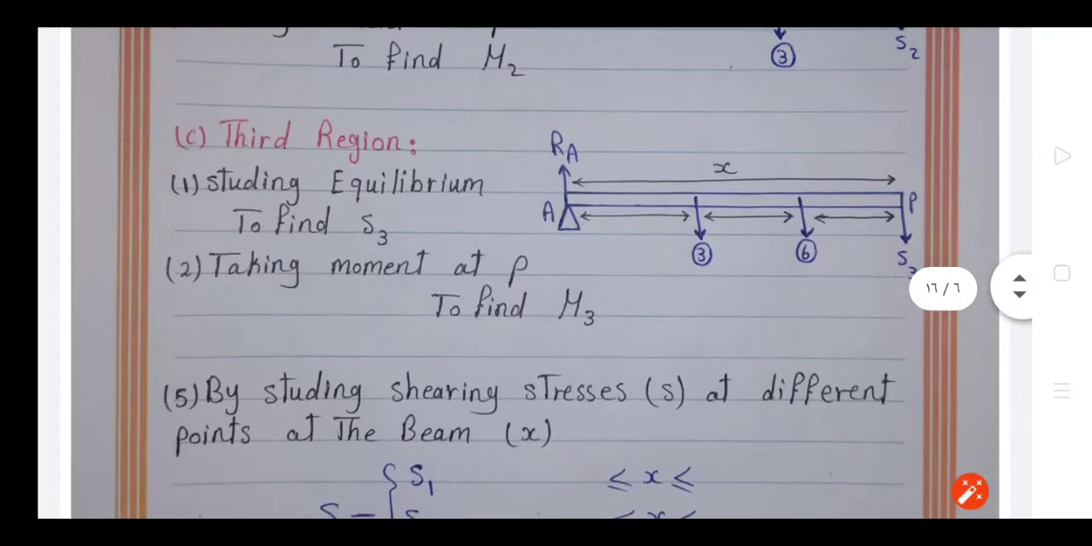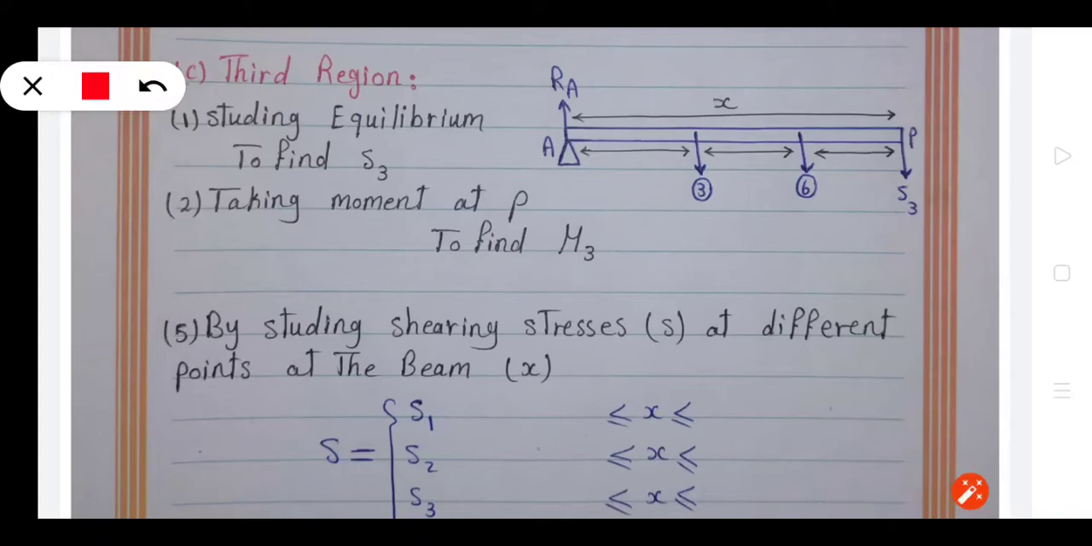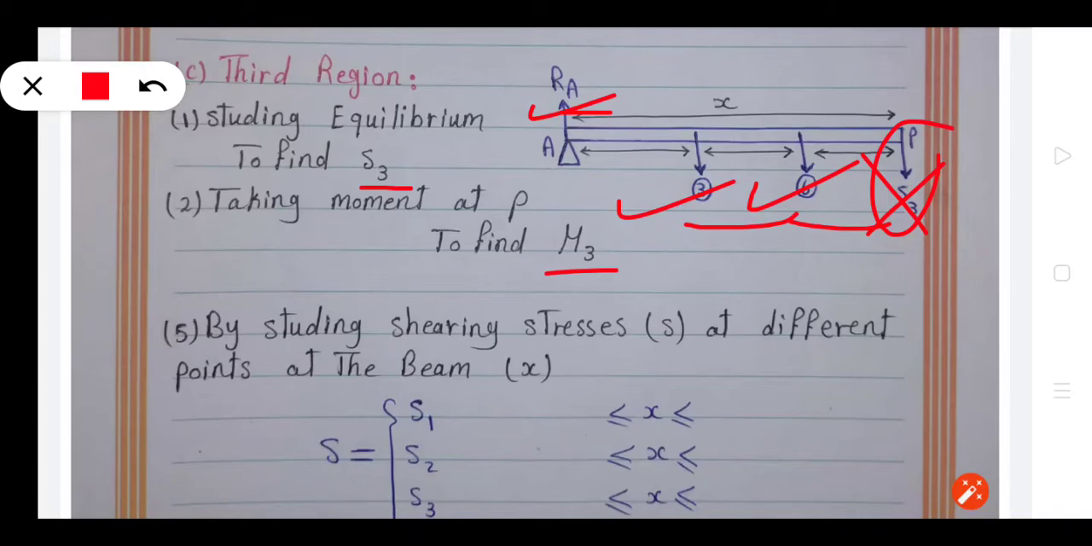Also, for the third region, the same two steps: 3 plus 6 plus S3 equals RA to find S3, and we will take moment about B. We can cancel S3 and use 6 and 3 and RA to find M3.